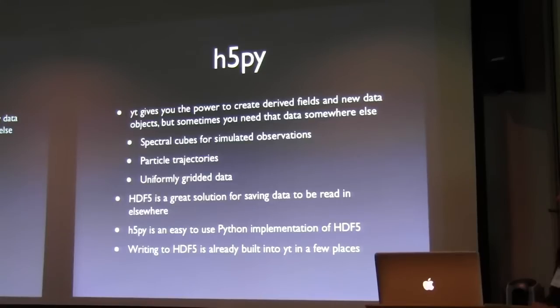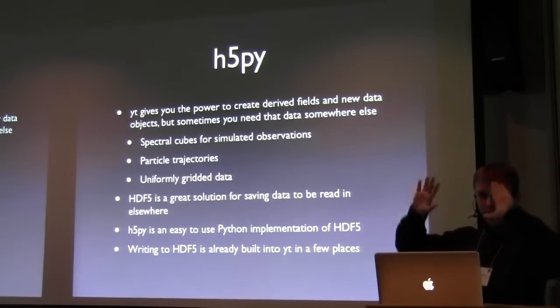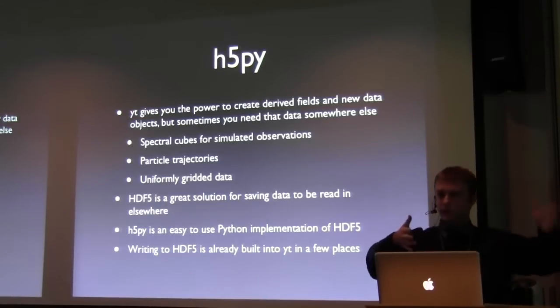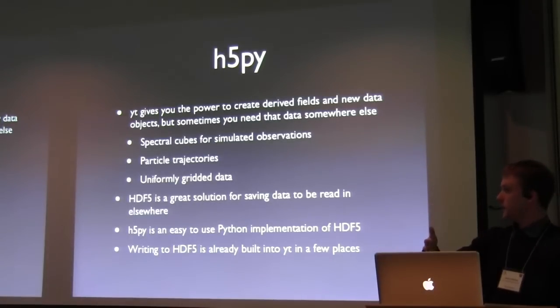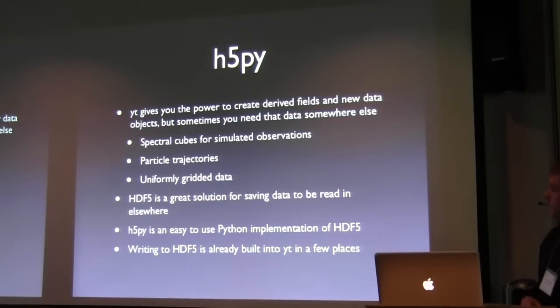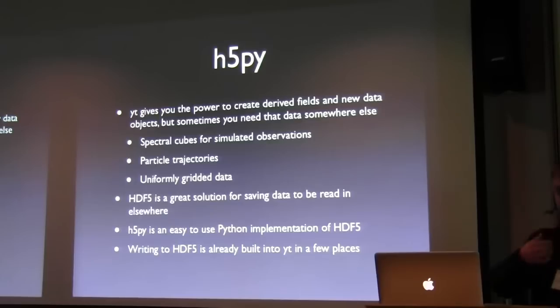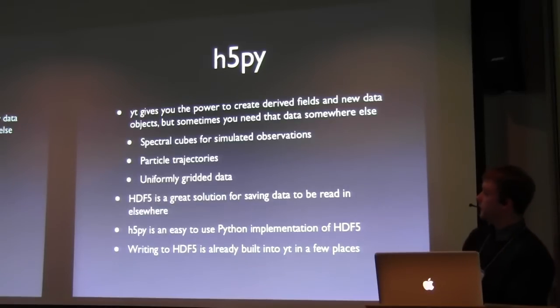Some examples of this that I've used: I've created simulated observations where I had a whole series of projections at different energies, say just over a whole spectrum of X-ray frequency, and so I create spectral cubes and dump them to an HDF5 file, which is then read later by a Chandra simulator. I've created particle trajectories and dumped those out to HDF5 files and then read them in using something else. I've used covering grids in YT to generate uniformly gridded data that I then computed FFTs on.